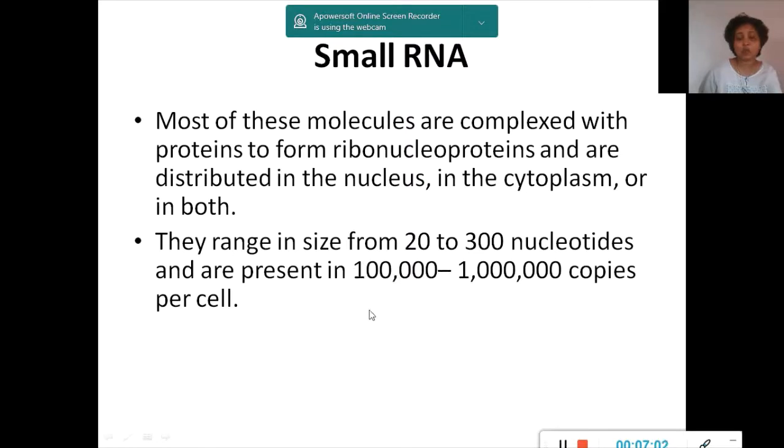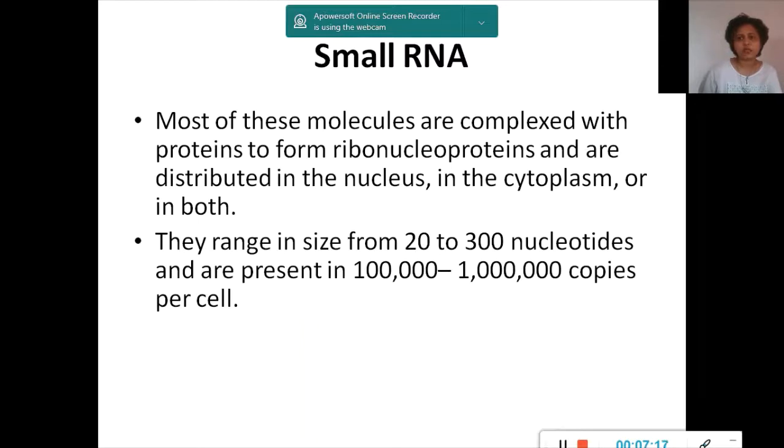And they are present in 1 lakh to 10 lakh copies per cell.